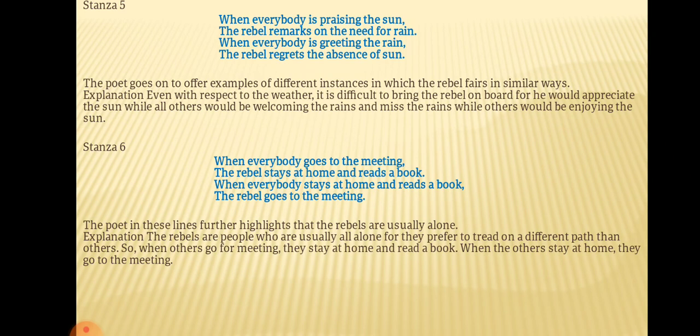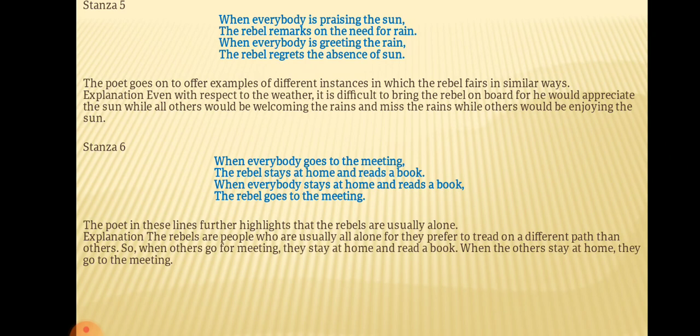Stanza number 6. When everybody goes to the meeting, the rebel stays at home and reads a book. When everybody stays at home and reads a book, the rebel goes to the meeting. The poet here further highlights that the rebels are usually alone. The rebels are people who are usually all alone, for they prefer to tread on a different path than others, or we can say they tread on their own path.